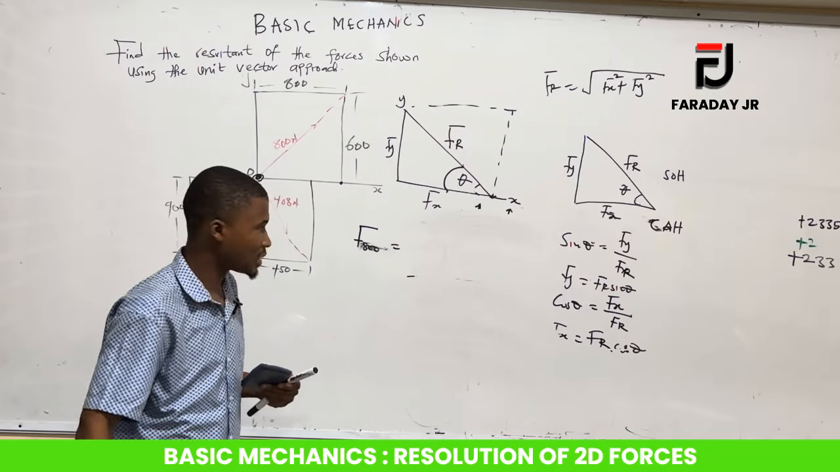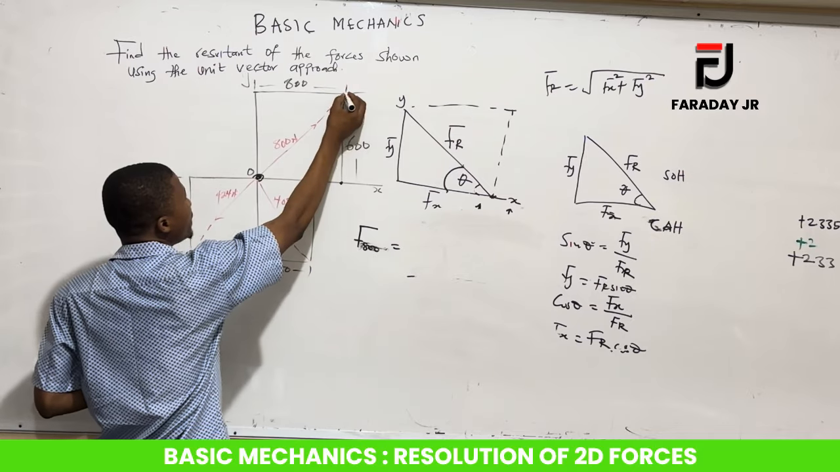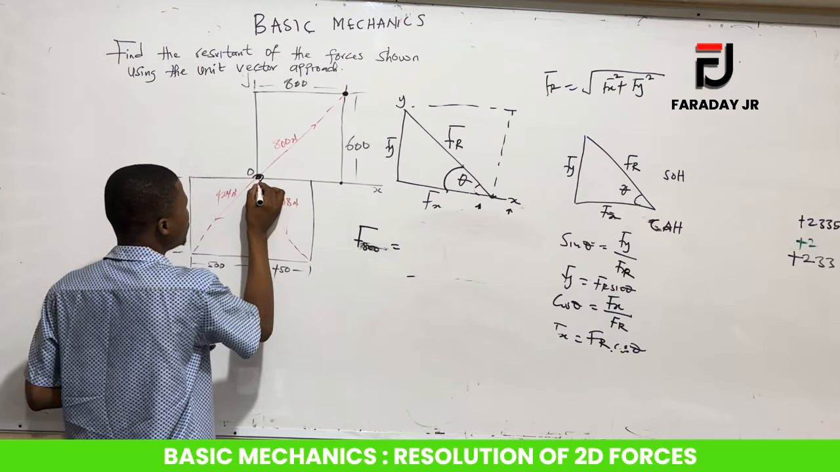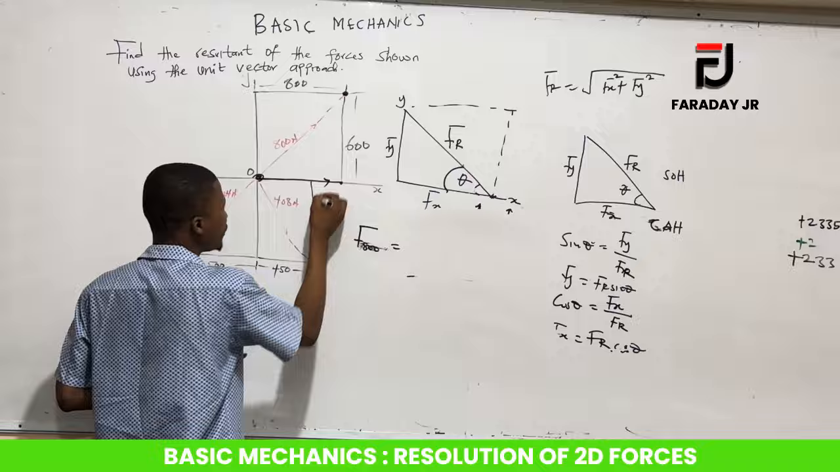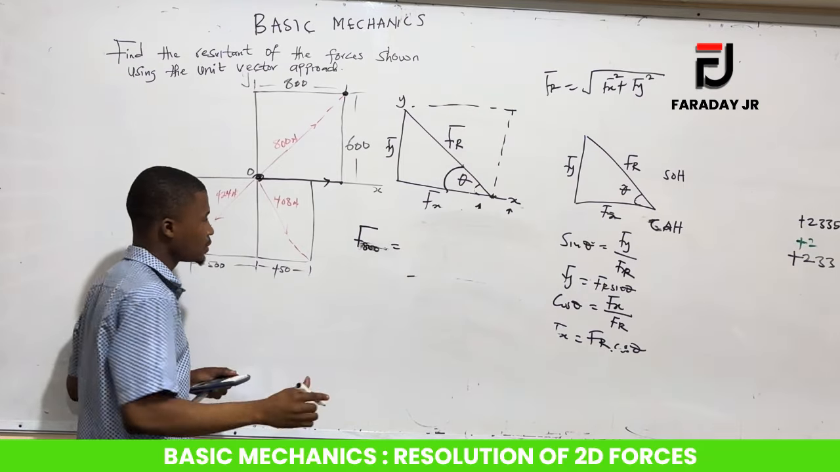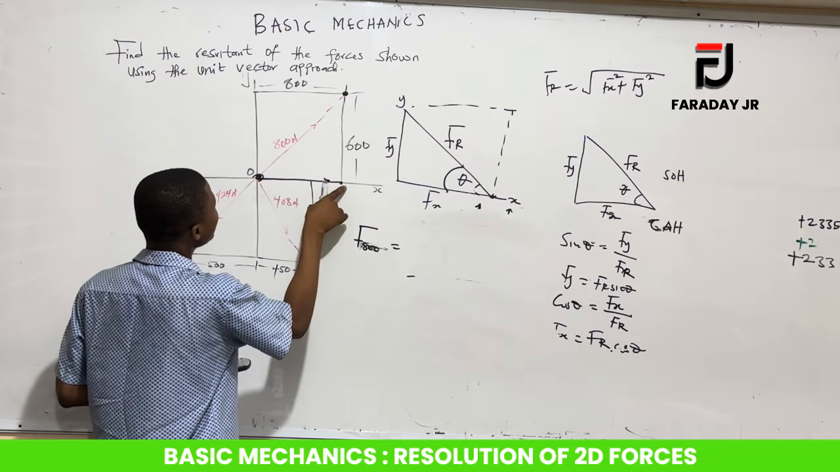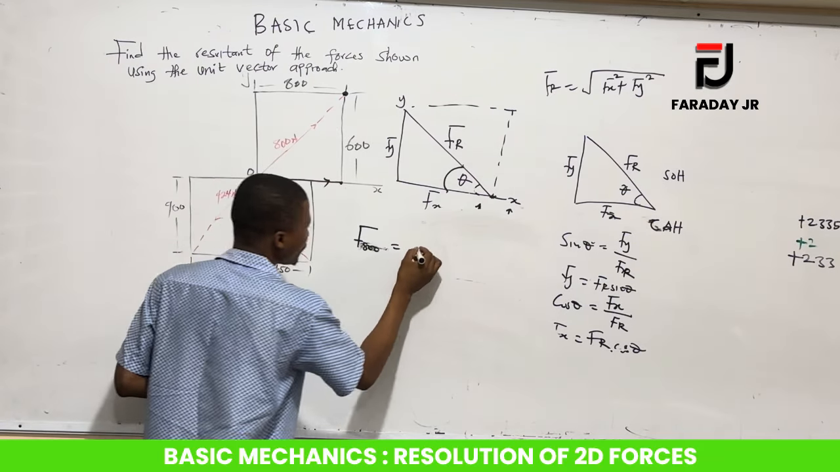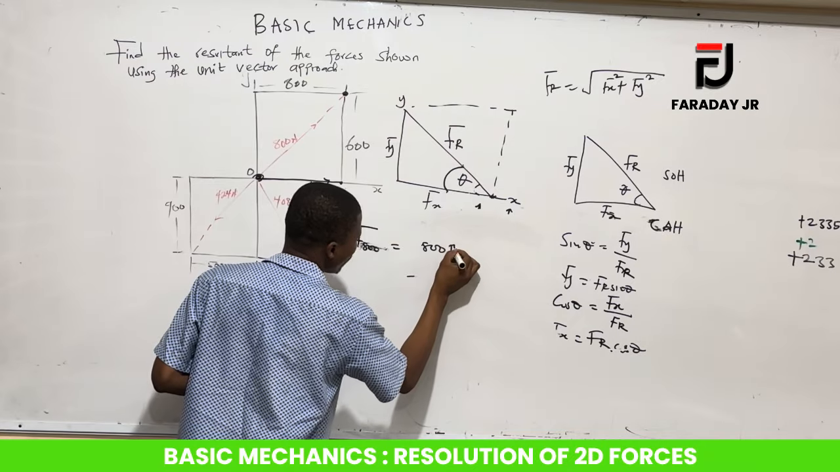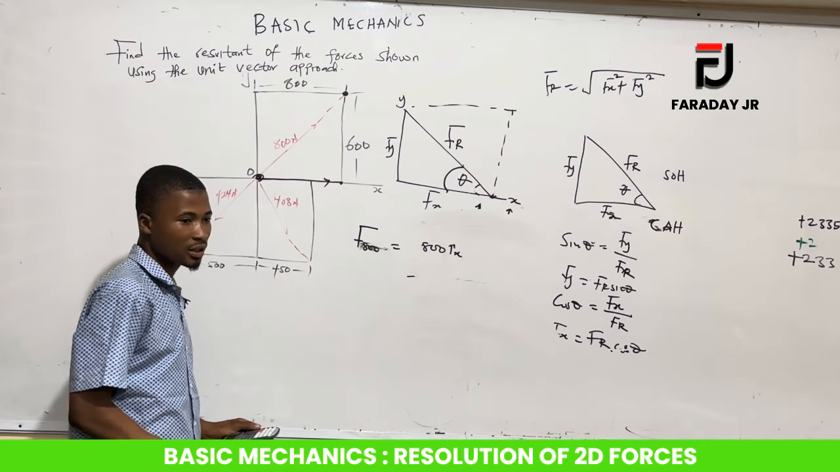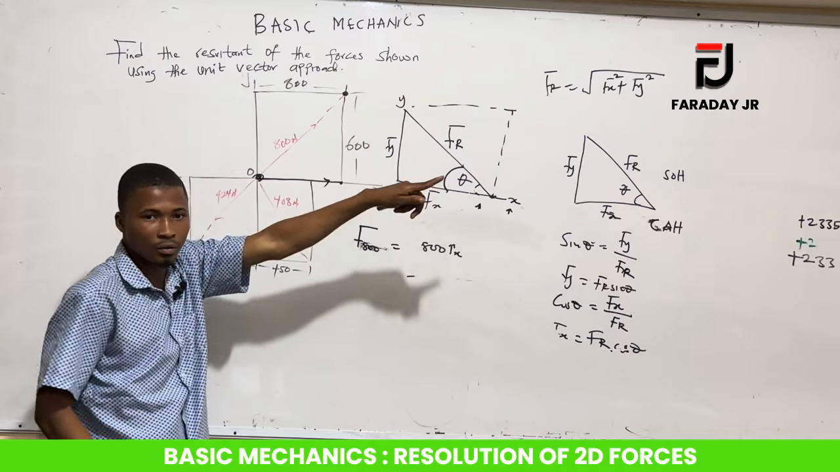So let's do the movement now. Our main aim is to move to this side. So we move from here to here. It's moving in the x plane, right? The distance from here to here is 800, right? So that will give us 800 i, because it's in the x plane. And it's also positive.